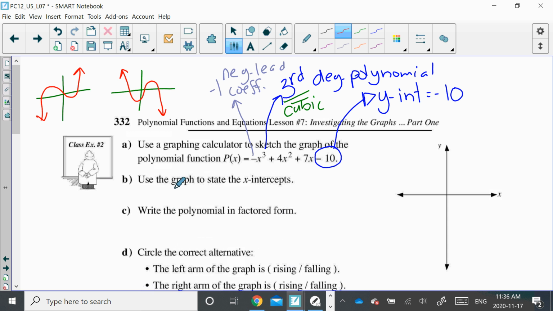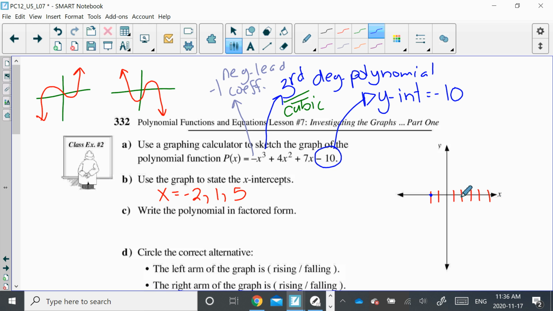The x-intercepts of this graph are, use the graph to state the x-intercepts. Okay, so x is equal to, it was -2, 1 was an x-intercept, and 5 was an x-intercept. So -2, 1, and 5. These are all going to be x-intercepts.